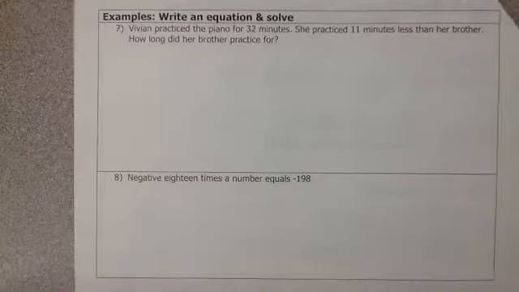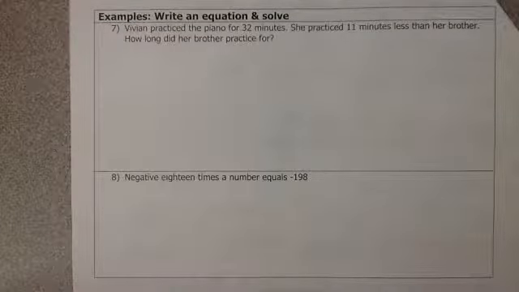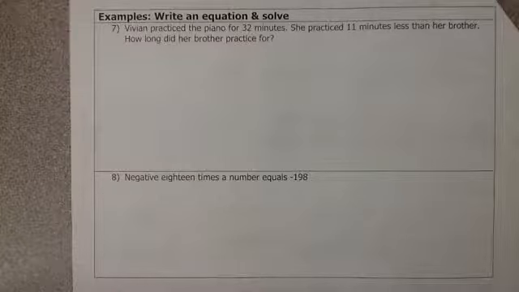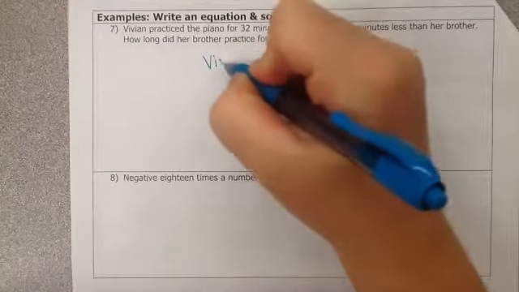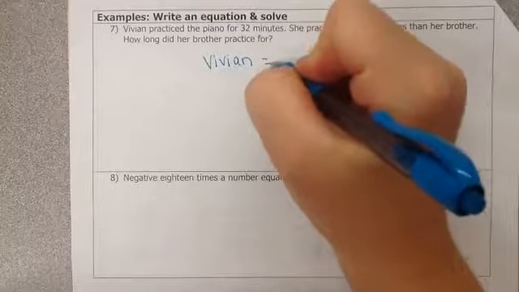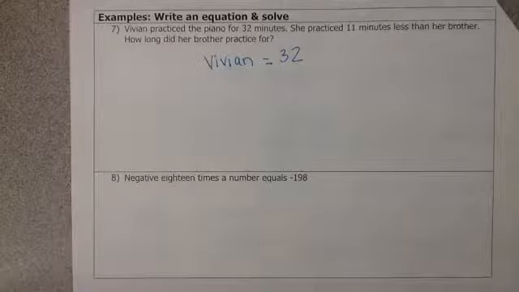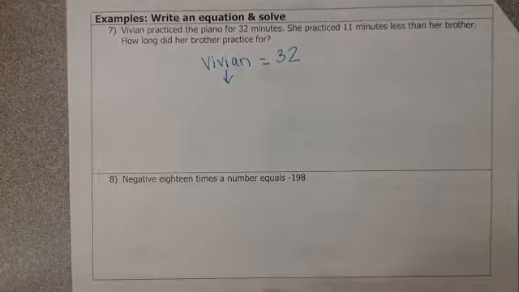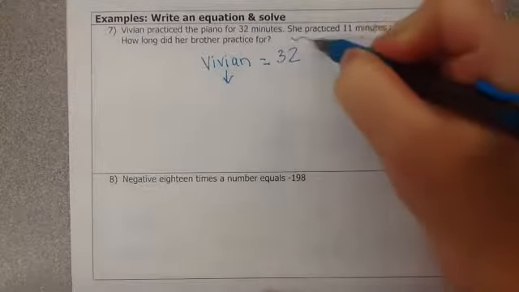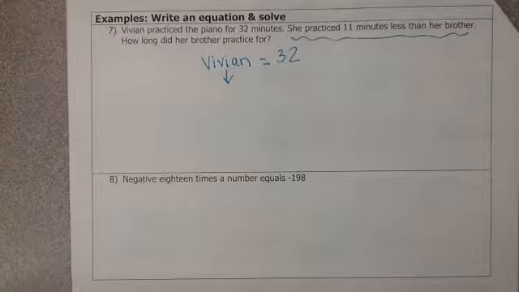For the next two, we need to write an equation first for the word problem. In number 7, Vivian practiced the piano for 32 minutes. So Vivian equals 32 minutes. Vivian practiced for 32 minutes. What do we know about Vivian's practicing? She practiced 11 minutes less than her brother.